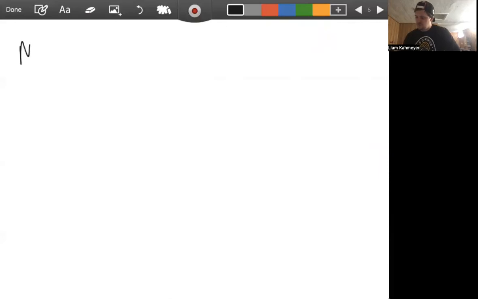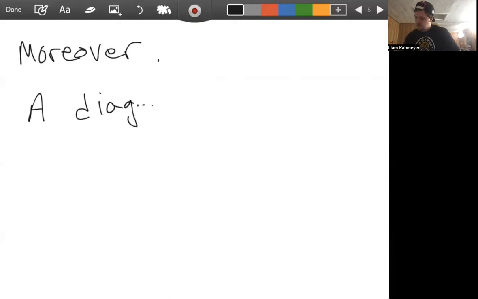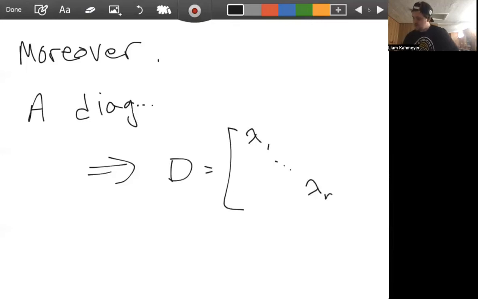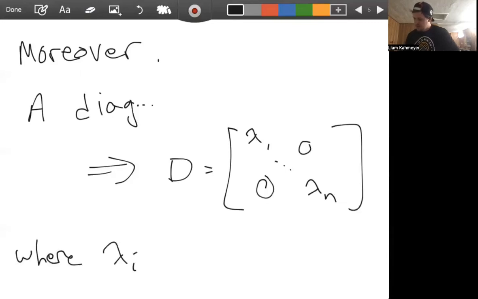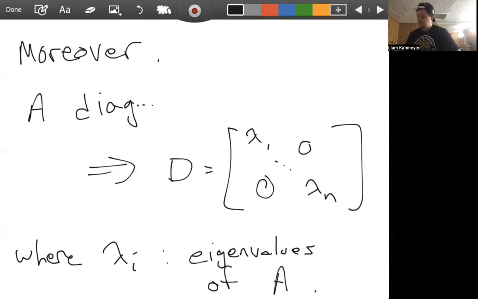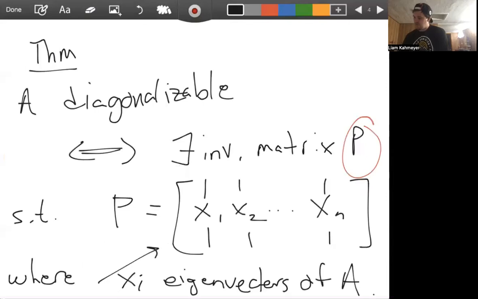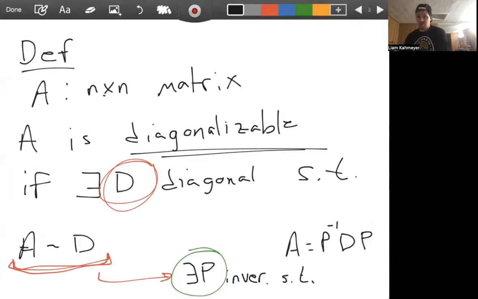More to this theorem, moreover, A diagonalizable implies that the diagonal matrix that it's similar to is lambda 1 through lambda n, where the lambda i are the eigenvalues of A, right? So we also now don't have to compute a triple product to find such a diagonal matrix, right?